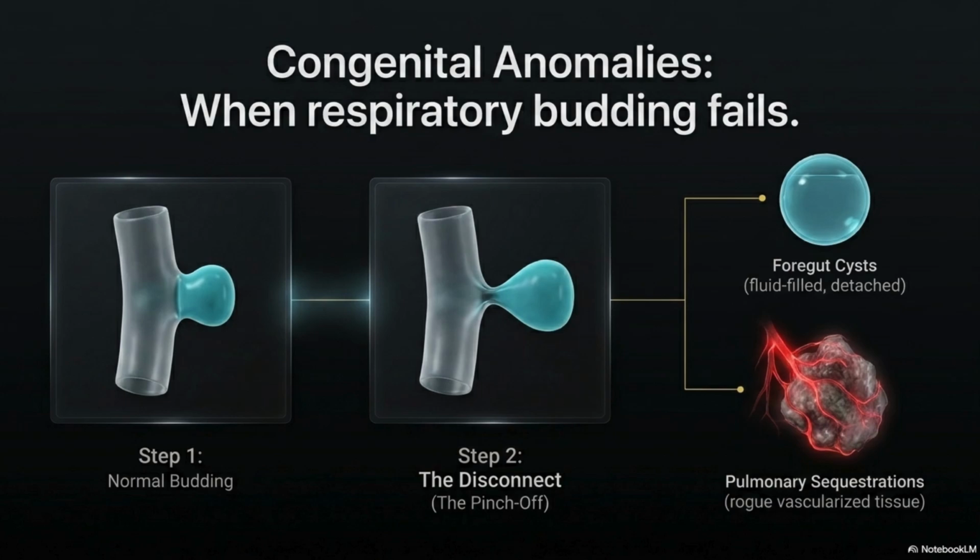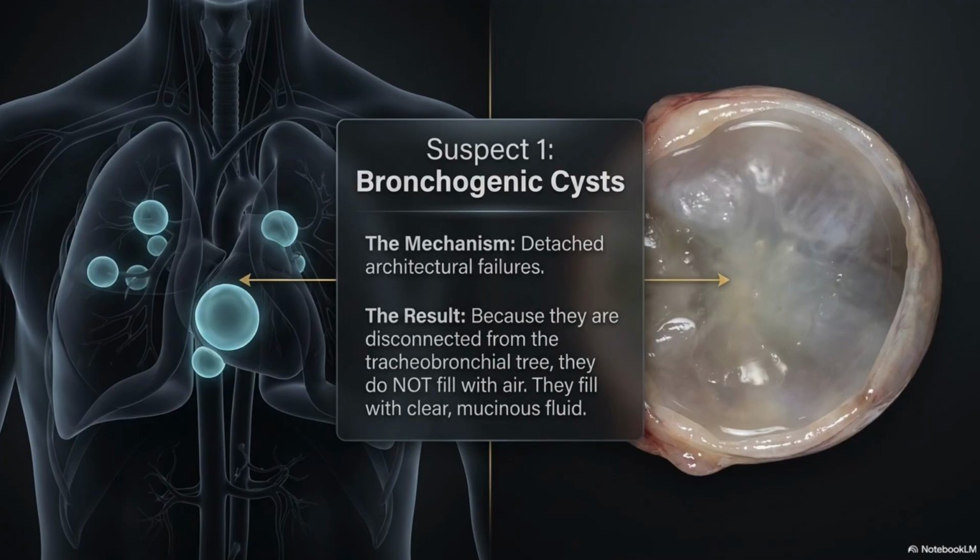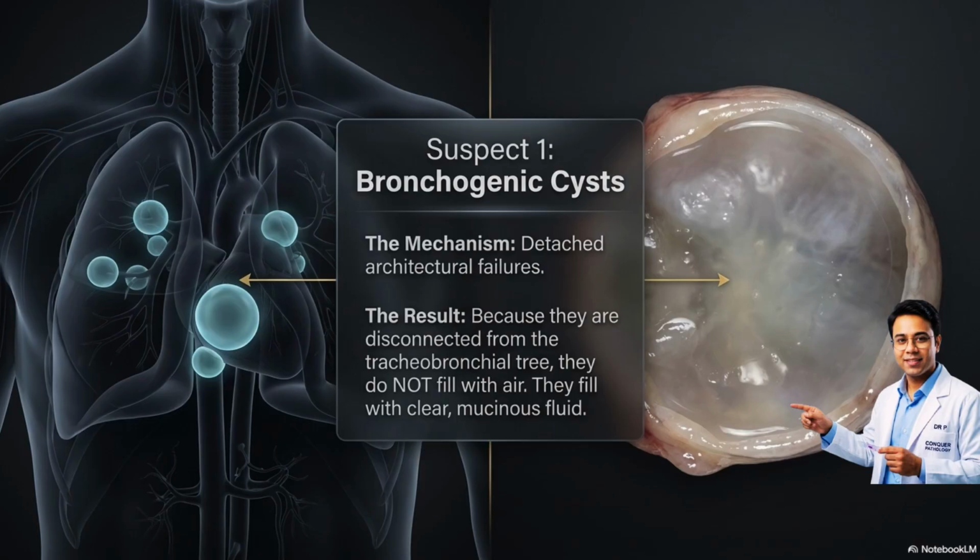Let's examine suspect number 1, bronchogenic cysts. The mechanism here is a detached architectural failure. Because they are disconnected from the tracheobronchial tree, what is the result? They do not fill with air. Instead, they fill with clear mucinous fluid.